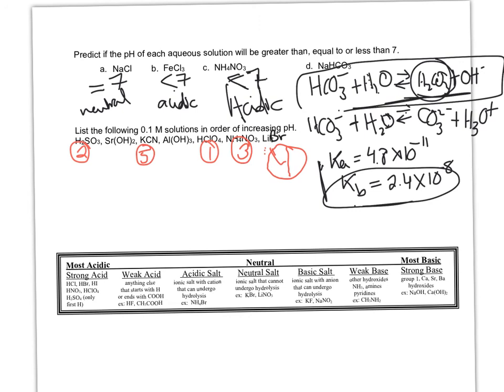So now we can go to the bases. And so the base with the lowest pH, or the least basic, would be a weak base. And so that would be the aluminum hydroxide there. That's number 6. And then finally a strong base, so that would be number 7. All right, that takes care of salts and their acidity and basicity.